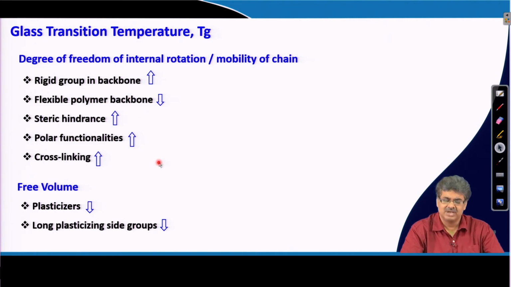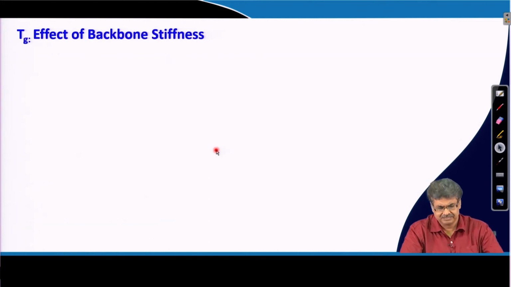trends, but you must also remember that it is not always a single factor which is in effect. If you have different side groups, they may increase the steric hindrance, but decrease the polar interaction. So, what I want to say is that it is very difficult to completely account for the Tg values by only one factor. There could be multiple factors which are finally responsible for the Tg value of the polymers.